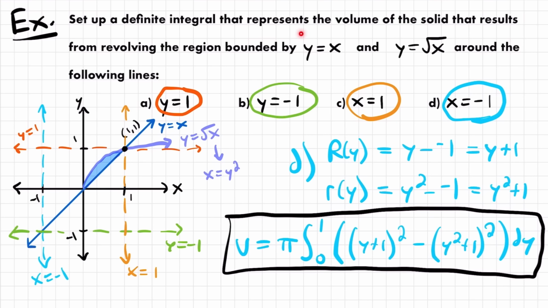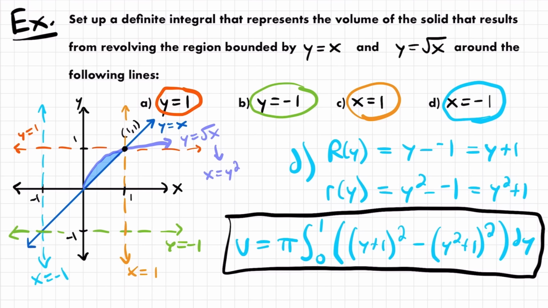Okay, so I hope this example was helpful in showing you how to adjust the outer and inner radius for the washer method when you are revolving around a line that is not the x or y axis. It can be a little bit tricky, but as long as you follow those rules that I introduced you to before we started this example, you will be just fine and you will be able to set up your definite integrals correctly.